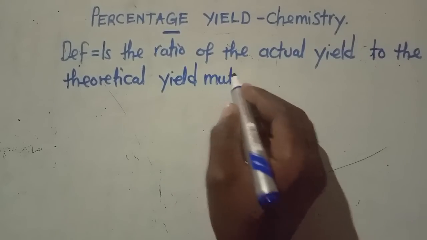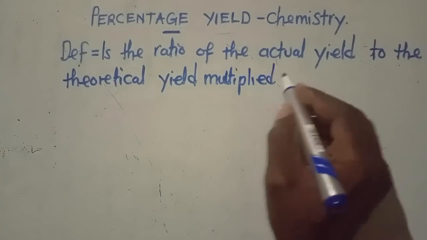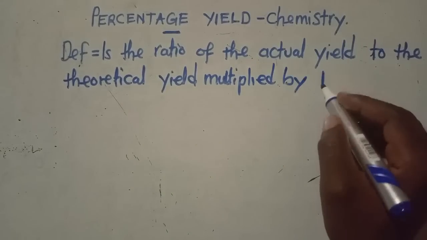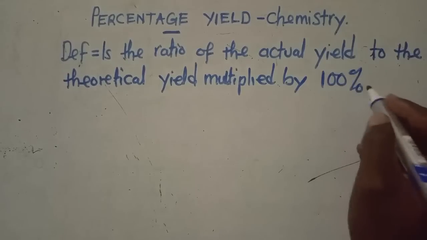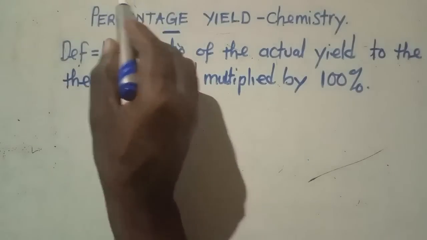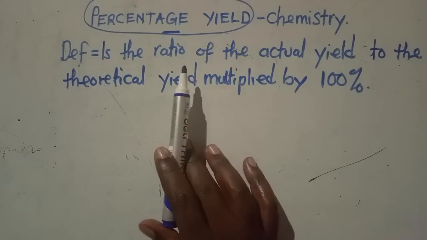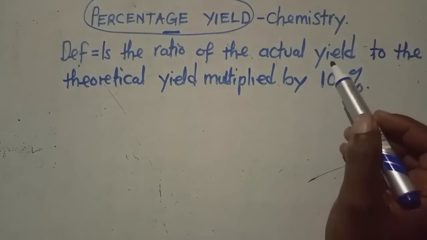Multiplied by 100%. When we are talking about percentage yield, from the word percentage, this is a percentage. So the definition for percentage yield, we just say that it is the ratio of the actual yield.